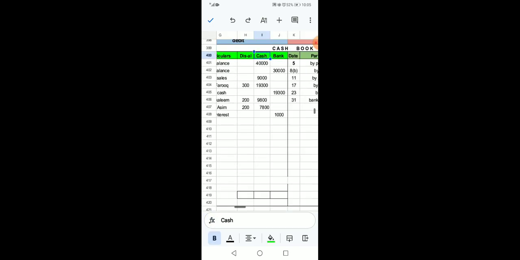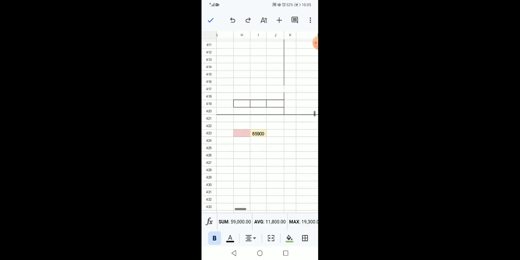What you have done: amount present on the debit side, sum. Amount present on the credit side, take sum. So the sum of the debit side is this and the sum of the credit side is this. Step 1 is completed. Now step 2, make a comparison of both amounts. Debit side is 85, credit side is 59. What does it mean? Take the larger side with your reference.